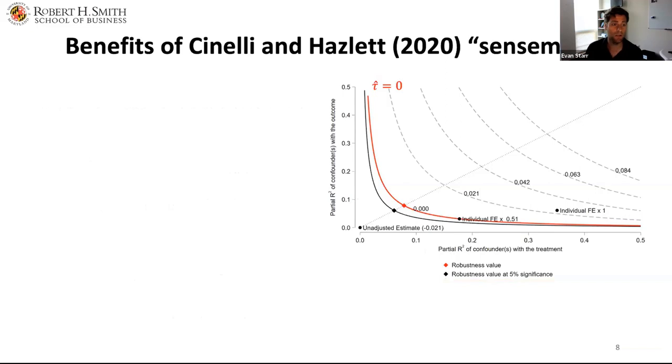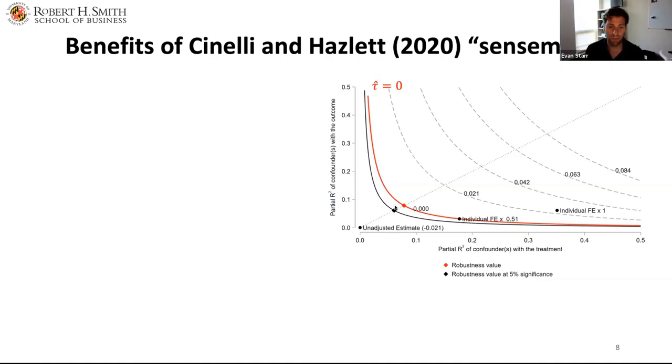So I'm going to spend a moment walking through this figure to tell you how much you can learn from it. Here are the benefits of the Cinelli and Hazlett method. If you want to implement this, Carlos Cinelli has a Shiny app that you can just plug in and run with. It's super easy. They also have Stata and R code called Sensemakr, which you can look at as well. So how do we think about this graph? The partial R squared is the explanatory power after you've residualized out all of the controls. So it's how much the confounder explains of your outcome and of your treatment after you've residualized out all of the controls.